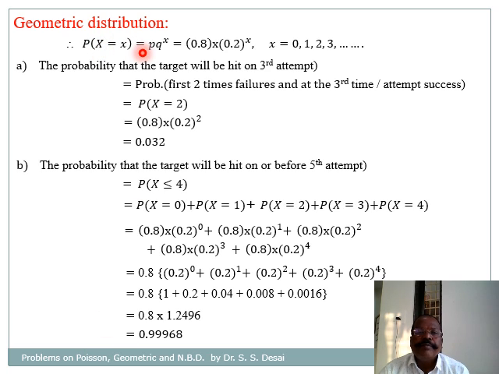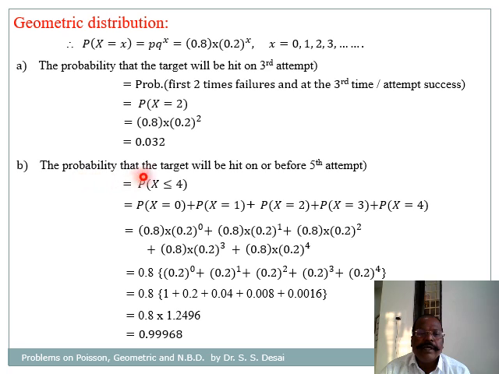Now for the solution, let x denote the number of failures before the first success. Given p equal to 0.8, therefore q is equal to 0.2, and x follows a geometric distribution with 0.8. So here the PMF becomes 0.8 into 0.2 raised to x, and for the first part, the probability that the target will be hit on the third attempt is equal to the probability that the first two times are failures and at the third attempt, success. That is the probability that x is equal to 2, and by substituting x is equal to 2 in the above PMF, it finally gives us the probability equal to 0.032.